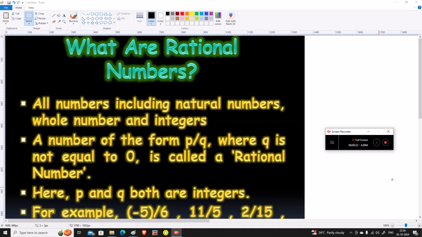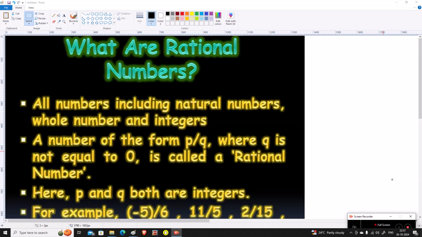What do you mean by rational number? What is the correlation between the natural number and the rational number? Natural number, whole number and the rational number, integers and the rational number. Everything we are going to learn clearly in this playlist. Okay, now what do you mean by rational number?